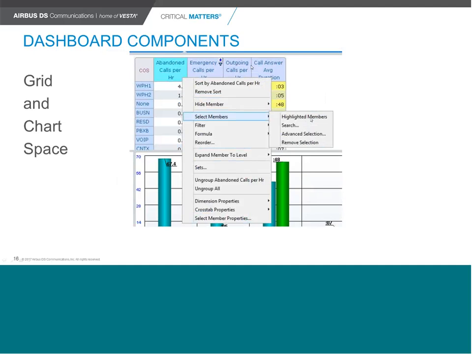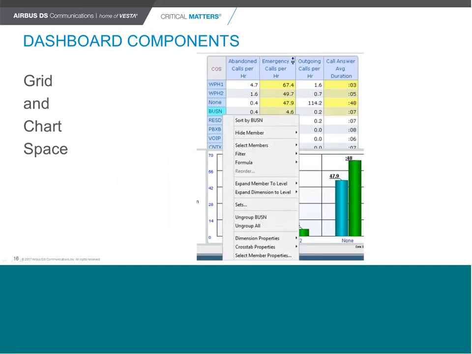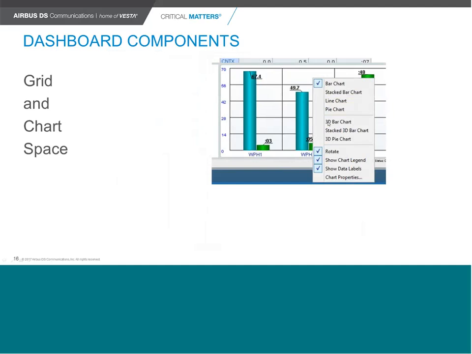And essentially it hides all the other columns that are there, and you could easily come back and go to the hide member or remove a sort or remove hidden members, and it'll show them back to you. So it gives you a lot of flexibility. I can also right-click and add a subtotal if I wanted to. I could sort where I only want to see my class of service for BUSN, or I could just hide those members. I can rotate my charts by selecting the chart and deciding how I want to do that.